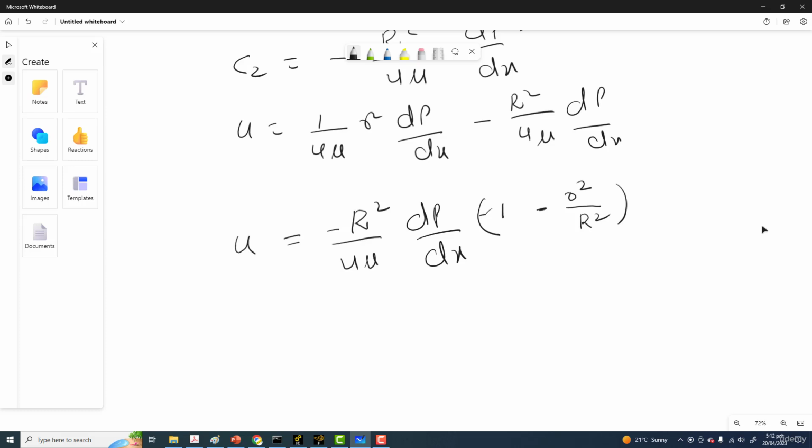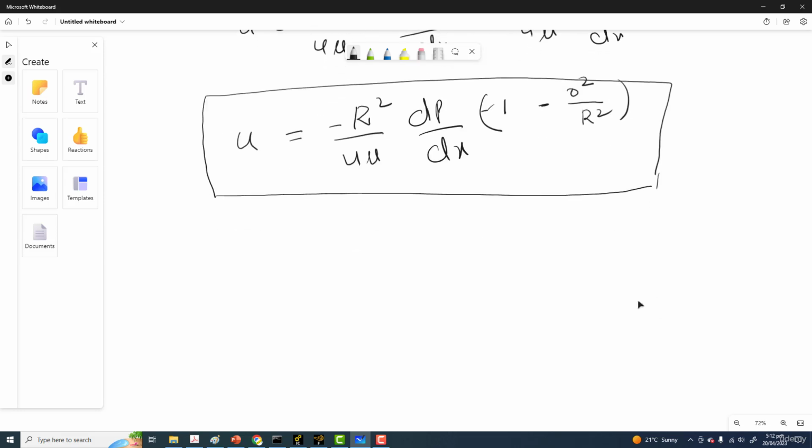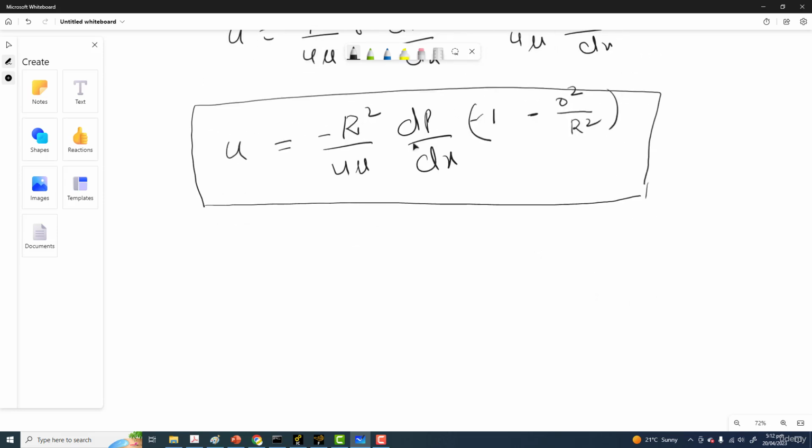Now this equation is perfectly okay if we know the value of the pressure gradient, which usually we do not know right now. In most cases, we do not know dp/dx in any pipe. We can find out dp/dx, but right now we don't know this. And usually we don't use dp/dx in finding the velocity profile.